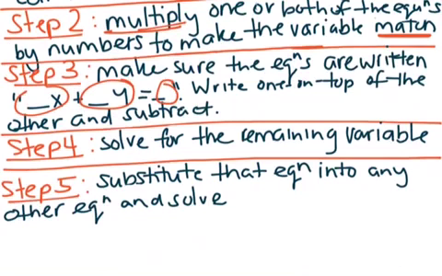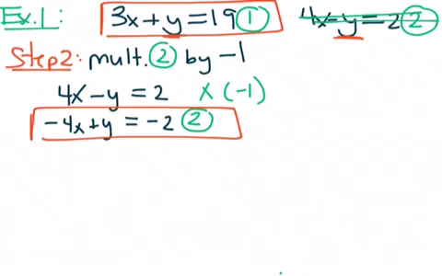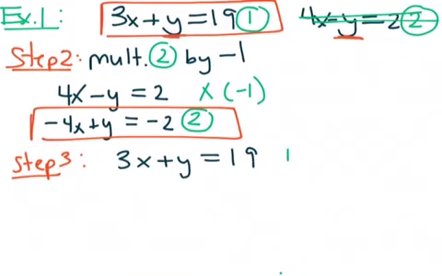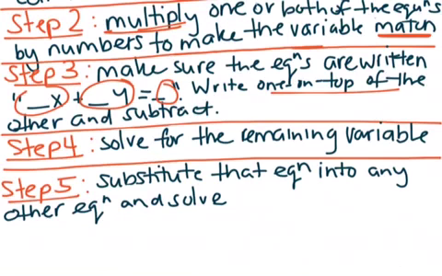Make sure the equations are written as something x plus something y equals something, and then write one on top of the other and subtract. All right, that's what we're going to do. So we're going to write number 1 first. So this is step number 3. I'm going to write 3x plus y equals 19, and that's number 1. And then I'm going to write our next one, our equation number 2, right underneath it. So I'm going to write negative 4x plus y equals negative 2. That was our equation number 2. And then step 3 says, and then subtract.